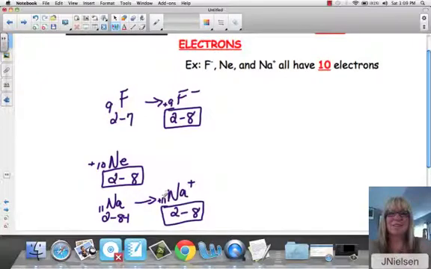So this has the biggest magnet, and that means it's going to suck these in the more, okay? So if we were going to do this by size, Na plus is smaller than Ne, which is smaller than F minus. Same number of electrons, but bigger magnet means bigger girdle theory. Okay, that's it for this last lesson.